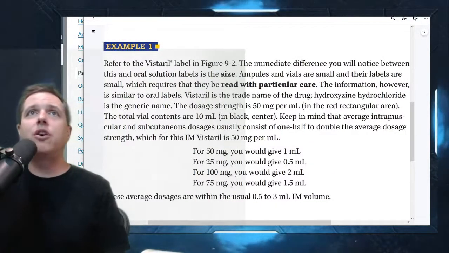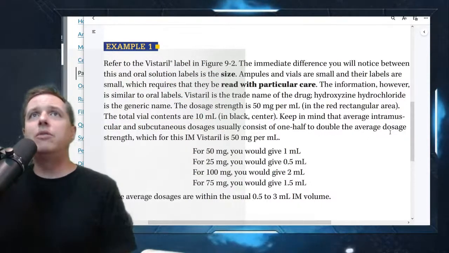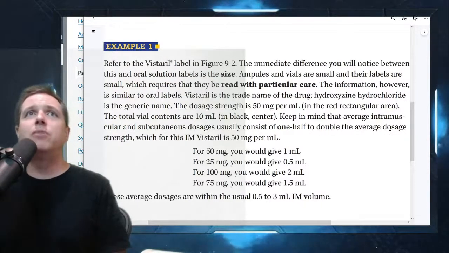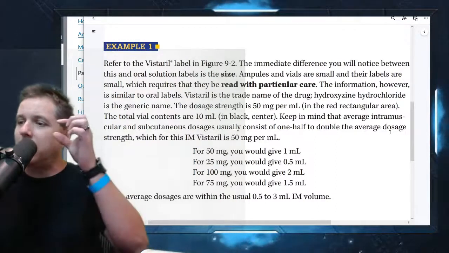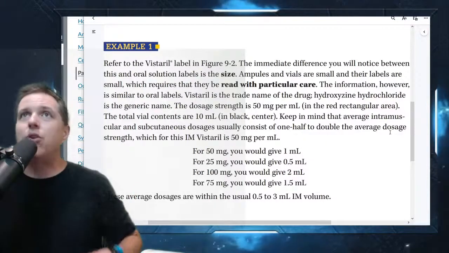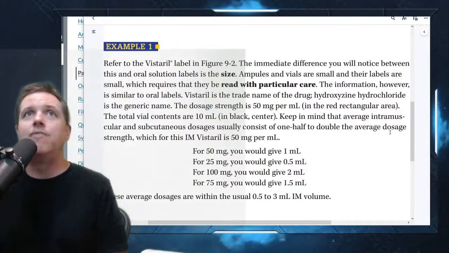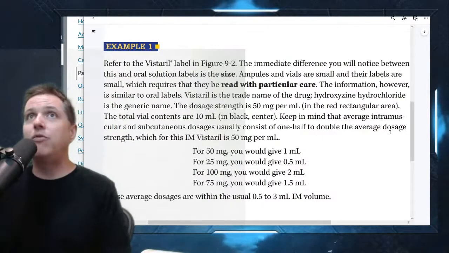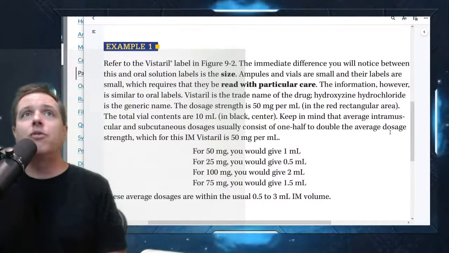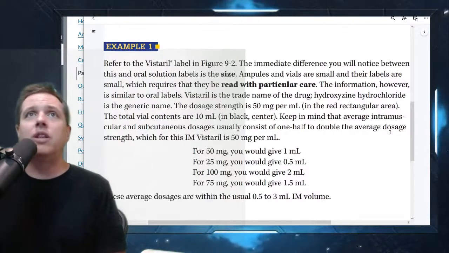Refer to the Vistaril label down below. The immediate difference you will notice between this and oral solution labels is its size. Ampules and vials are small. So if the container's small, the label's going to be small, very hard to read, which requires that you read with particular care. So be careful, read carefully. The information, however, is similar to oral labels.